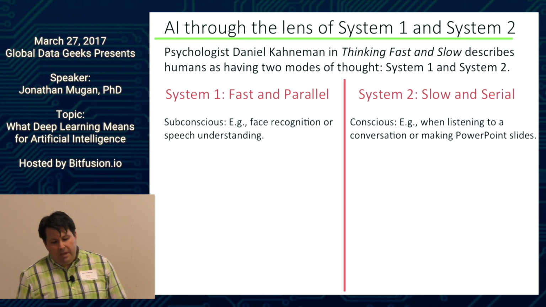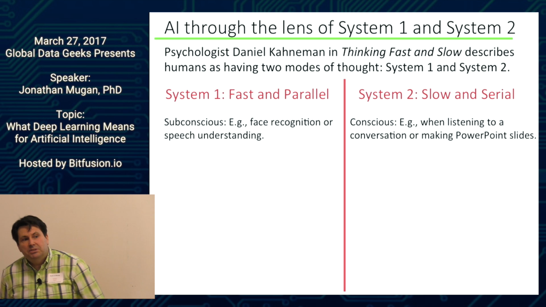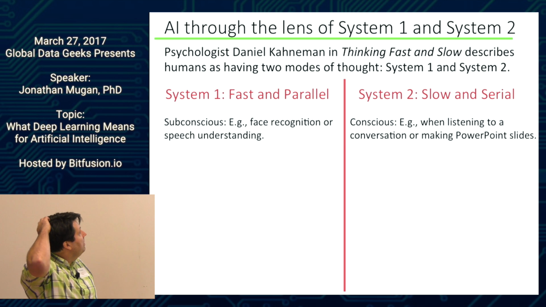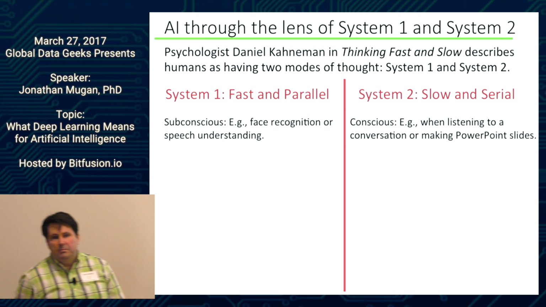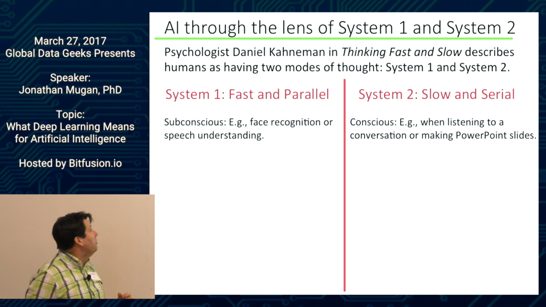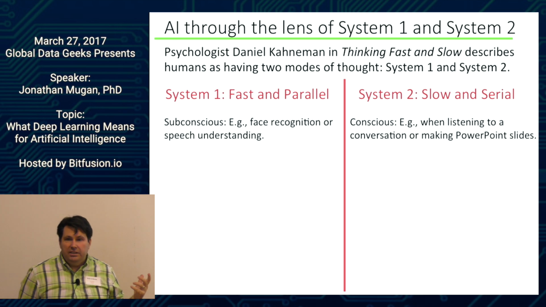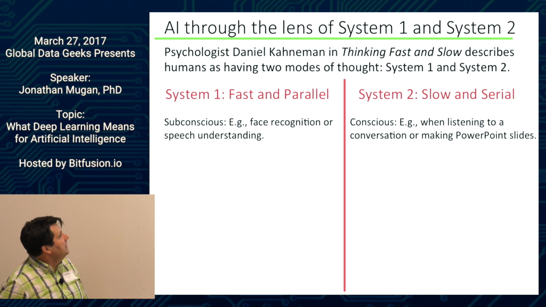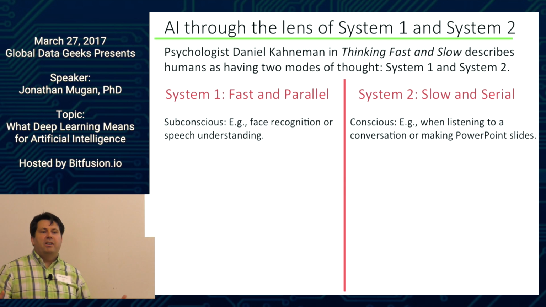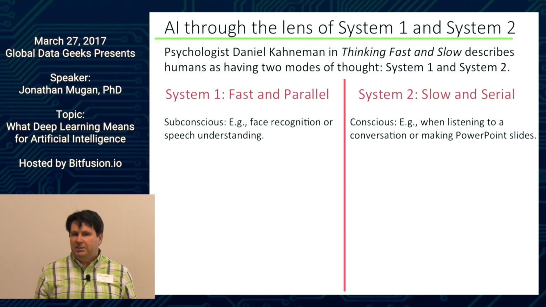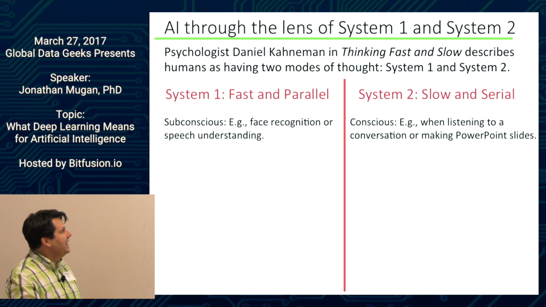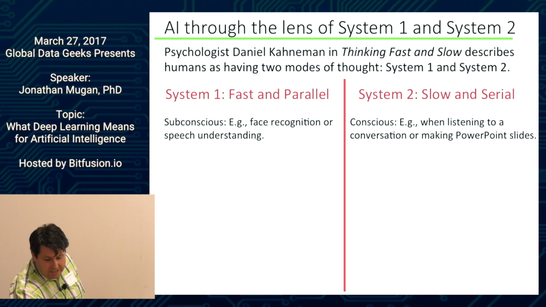So we can look at AI through the lens of System 1 and System 2. There was a book a few years back by Daniel Kahneman, Thinking Fast and Slow. System 1 and System 2 are two parts of the brain. System 1 is the fast and parallel part of our brain. It's the subconscious: face recognition, speech understanding, running. System 2 is slow and serial. It's the conscious part of our brain we use when we're doing a PowerPoint presentation. We can generally only think about one thing at a time. Sometimes we can't even talk.